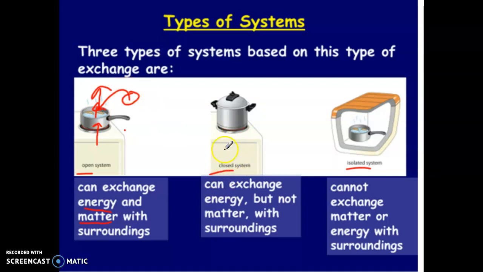A closed system is where energy can be exchanged, but not matter. An example here: let's say we're doing the same thing, but I have a lid on my pot. So energy can go into the pot, but I cannot have any water evaporating, and I can't put another potato in because the pot is closed. It has a closed lid.